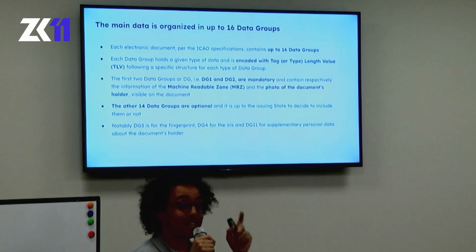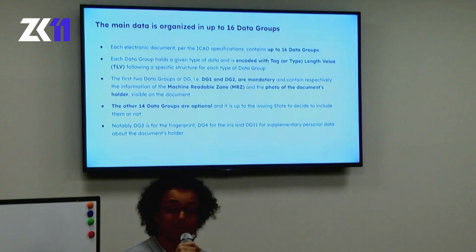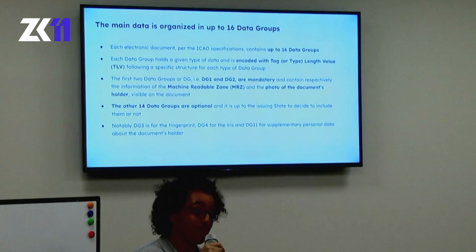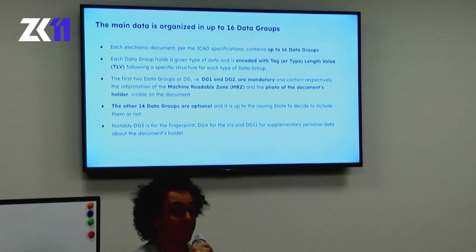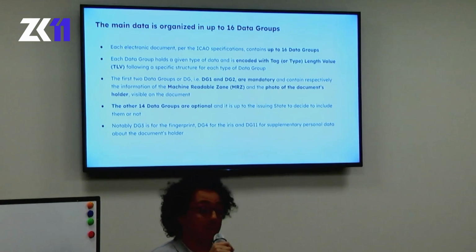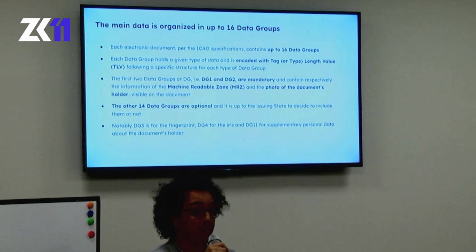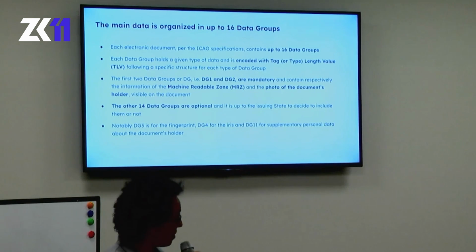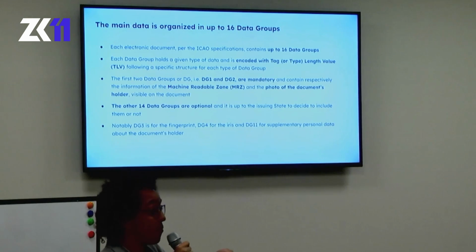Notably, you have data groups 3 and 4 that contain fingerprint and iris, but you're not going to be able to read them because most of the time they are behind another layer of authentication that only authorized personnel can read, like at the borders. And DG11 contains supplementary information, essentially what you see on your passport data page beyond what's contained in the MRZ, the machine readable zone. I'm going to talk a little bit more about the MRZ later.